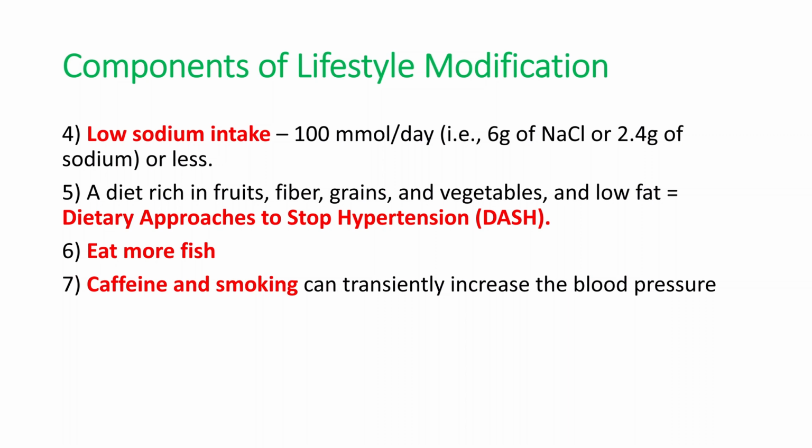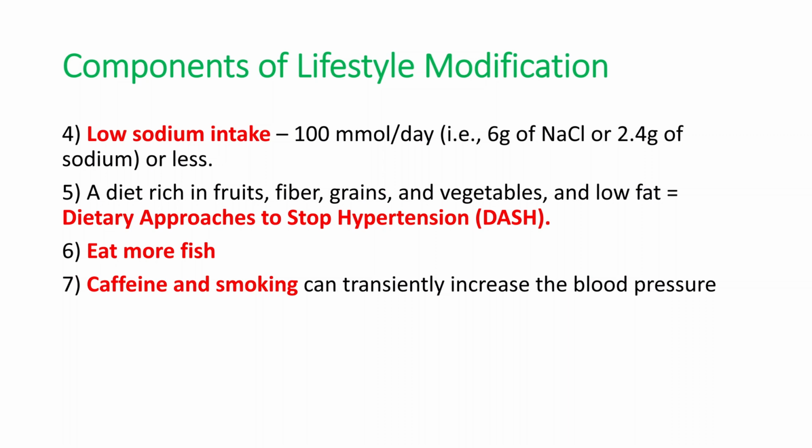Then number 5, the DASH diet. DASH means dietary approaches to stop hypertension. What is the DASH diet? A diet rich in fruits, fiber, grains, vegetables, and low fat. The DASH diet is important in controlling not only high blood pressure, but also diabetes and heart disease. Then also eat more fish, because fish is important in reducing weight.